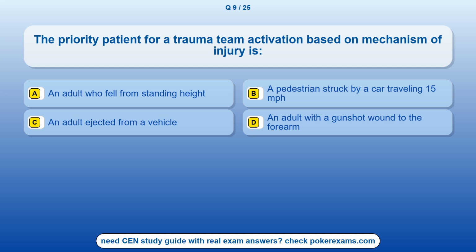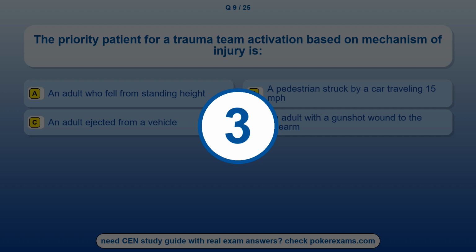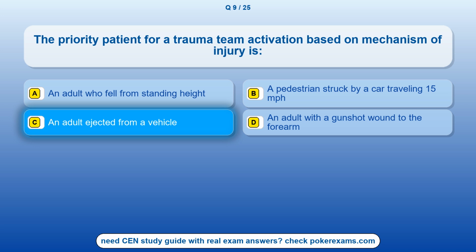Question 9. The priority patient for a trauma team activation based on mechanism of injury is: Option A, an adult who fell from standing height. Option B, a pedestrian struck by a car traveling 15 miles per hour. Option C, an adult ejected from a vehicle. Option D, an adult with a gunshot wound to the forearm. The correct answer is option C, an adult ejected from a vehicle.